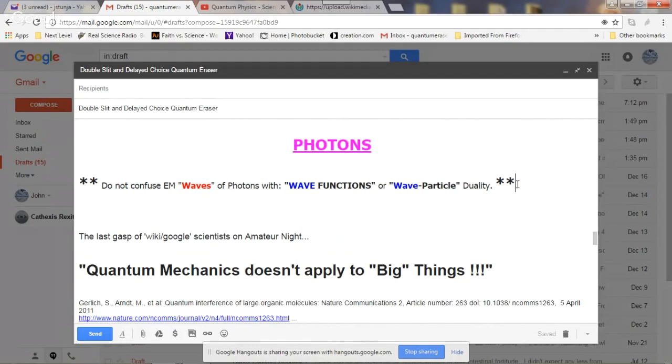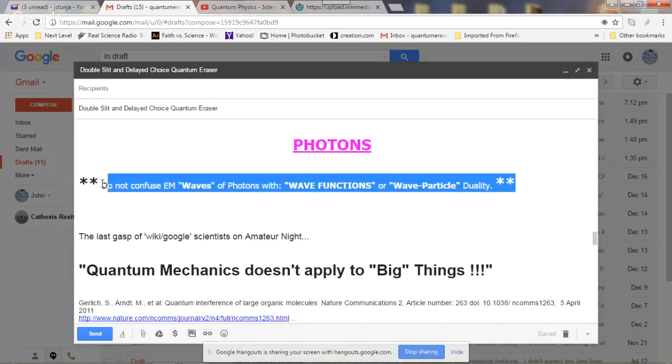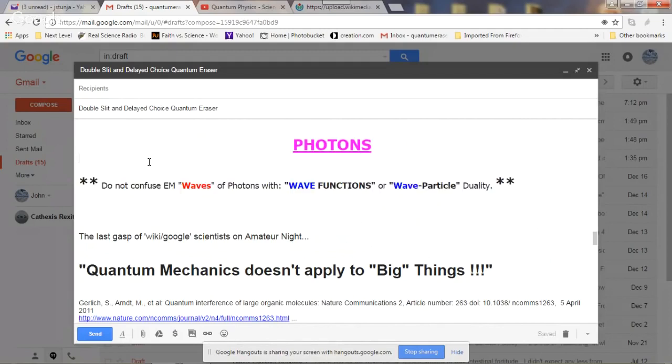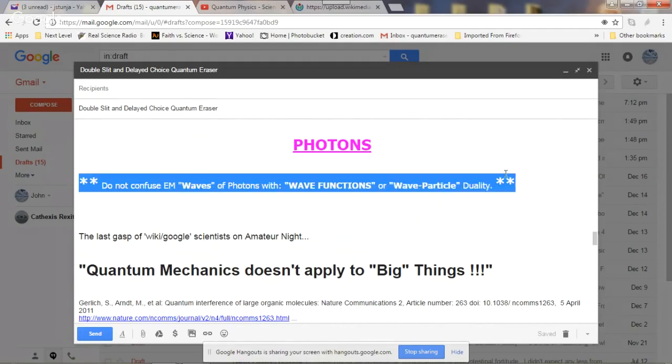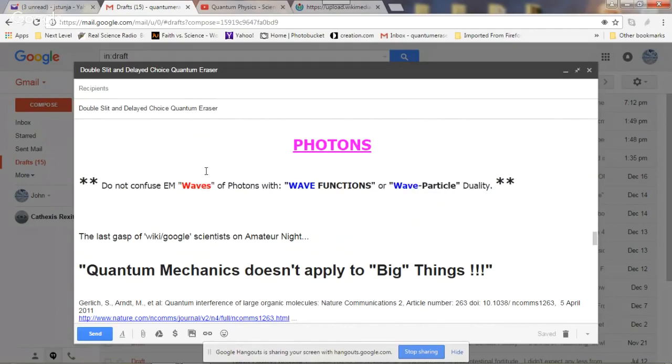So you can see how not only the detector point that I brought up above, between the photon slit detectors and the catcher's mitt detector, causes problems, this causes a lot of problems too. There's no doubt about that.